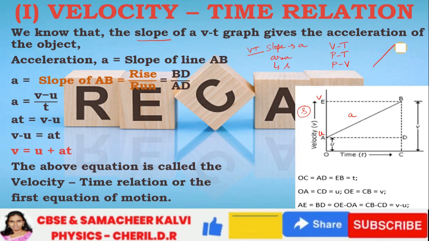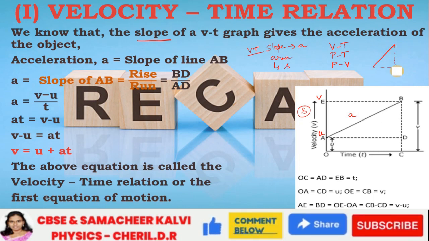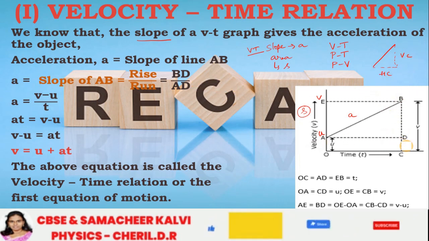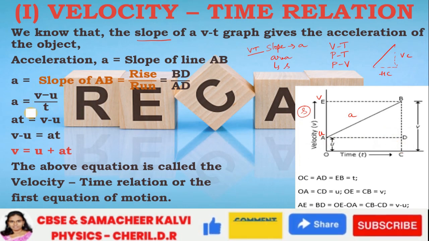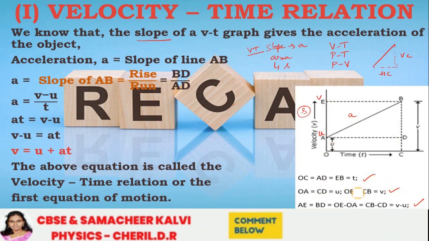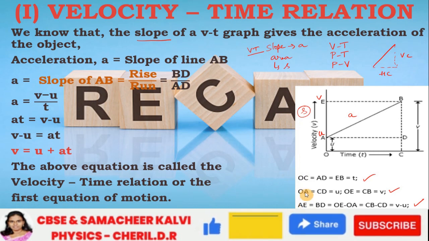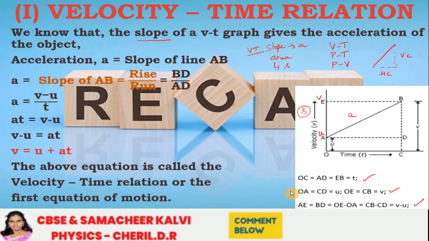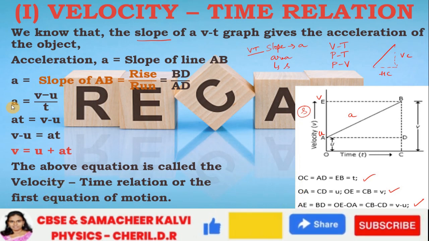For AB, I can calculate the rise divided by the run, or the vertical change by the horizontal change. So here it is going to be BD by AD. So my a will be equal to what? Your BD is v minus u. All these considerations are given here. We've discussed all these very clearly in the previous videos, so if you have any doubt, please go into those videos and listen to all the three equations of motion independently. So a is equal to v minus u by t.